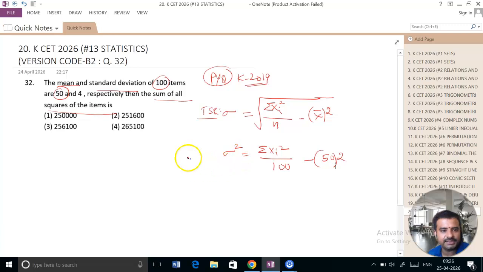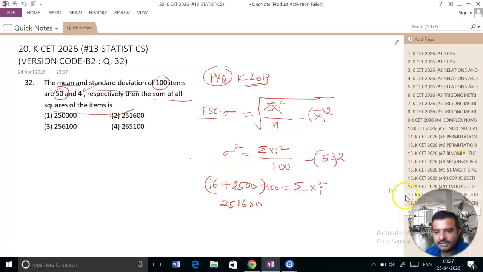So you know sigma square. See, standard deviation is 4. So 4 square plus 50 square, divided by 100 is equal, and this will be multiplied by 100. This should give the sum of the square of the observations, that is the items. So it will be 2516 multiplied by 100 gives 251600. Option 2 is the right answer.